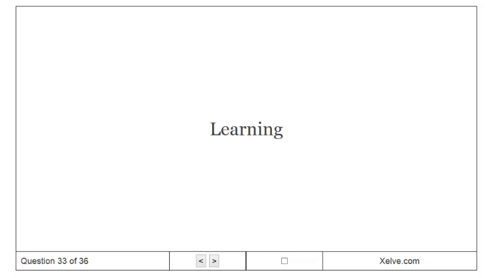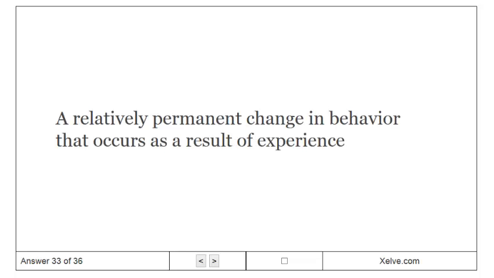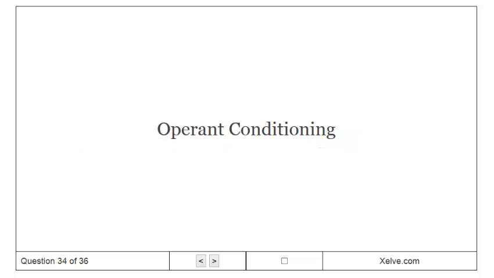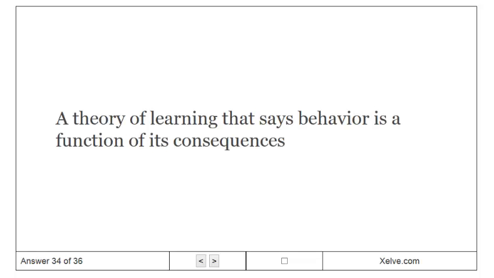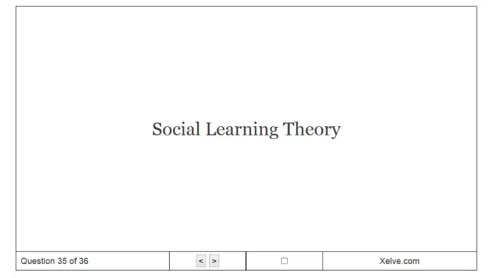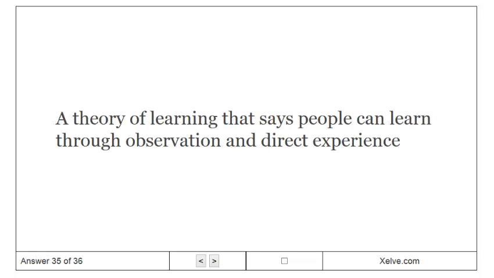Learning. A relatively permanent change in behavior that occurs as a result of experience. Social learning theory. A theory of learning that says people can learn through observation and direct experience.